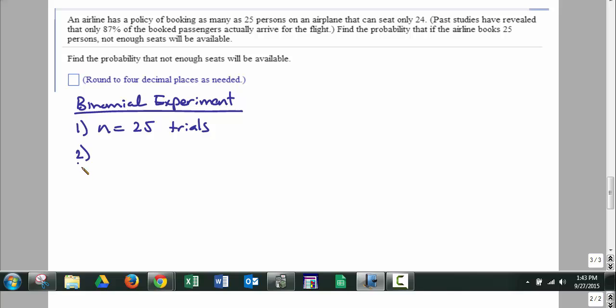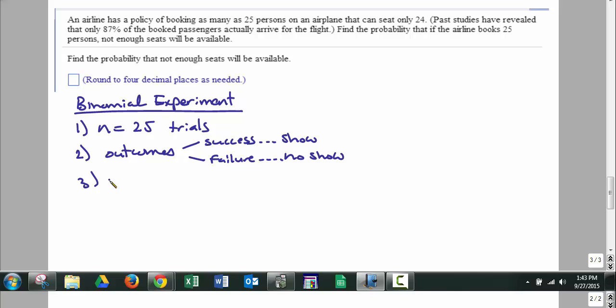Second, when we're looking at the different criteria, I have 2 possible outcomes, success and failure. A success would be if a person shows up to their flight. A failure would be a no-show. The third criterion is that they're independent, and we'll have to say that they are independent for this example. The only thing I can think of where it wouldn't be is if a whole family was traveling together, and if one missed, they all missed because they were showing up at the same time. But we'll assume independence here.